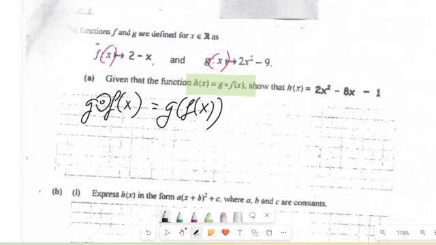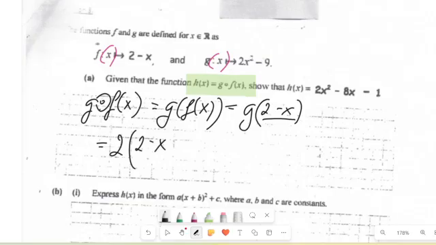So I take my g and replace it with the function 2 minus x. So I sub that in for the x into my function g. So that will give me 2 bracket, and then I have 2 minus x to be squared minus 9. They want you to show that this can be expanded to something like this.